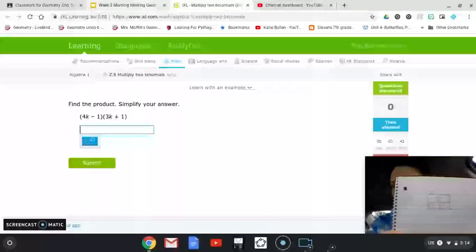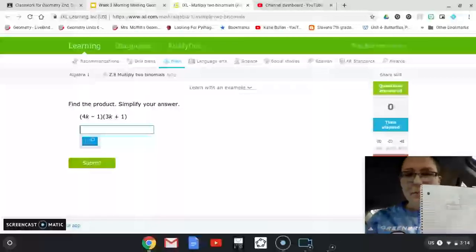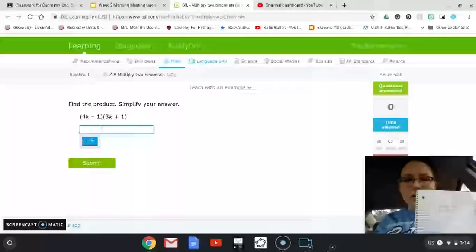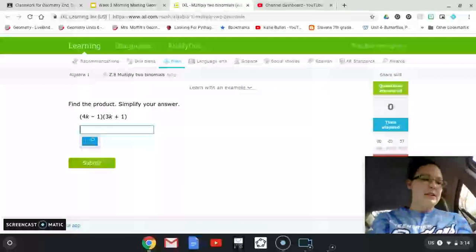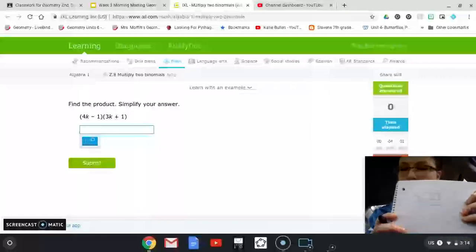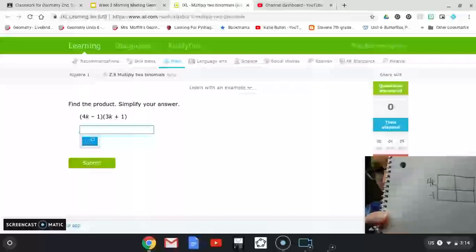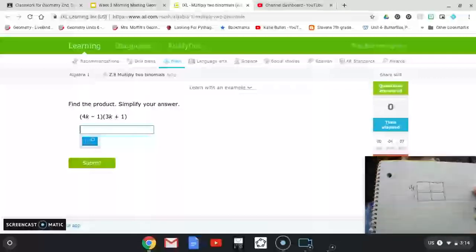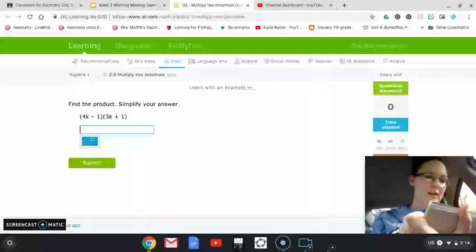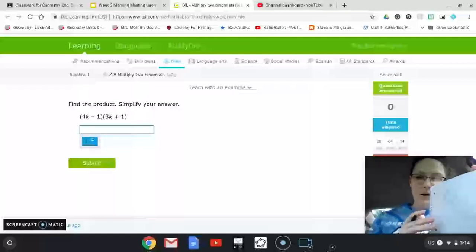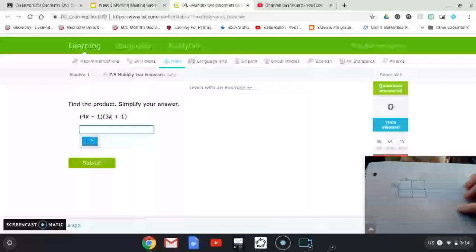Okay, so I've got my box here. It's a 2x2 box because I'm multiplying 2 binomials. I'm going to take the first binomial, 4k minus 1, and put that down the side. Then I'm going to take the other binomial, 3k plus 1, and put that across the top. So 3k, and this time I had a positive 1.